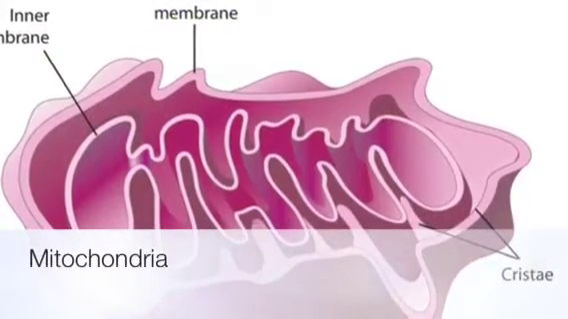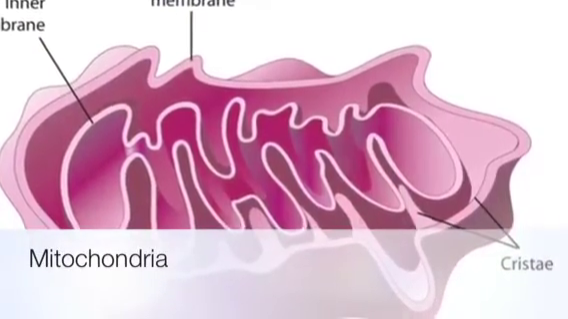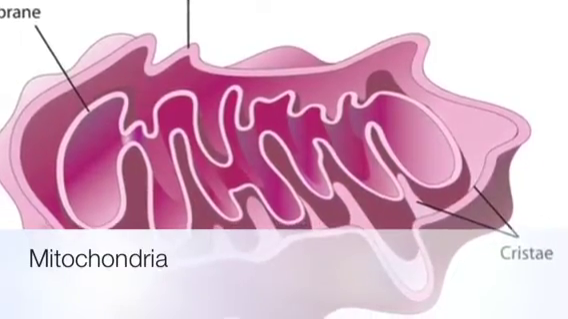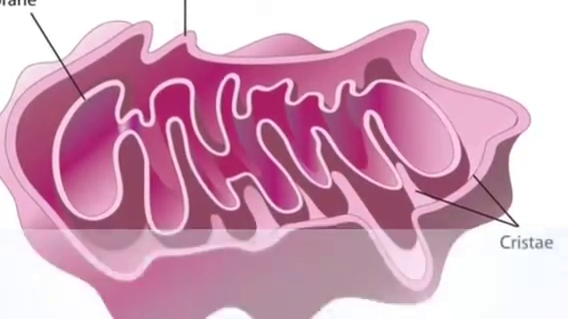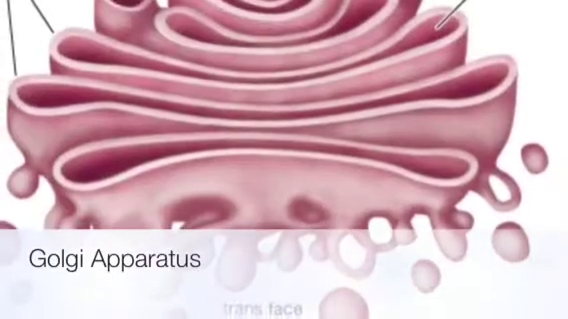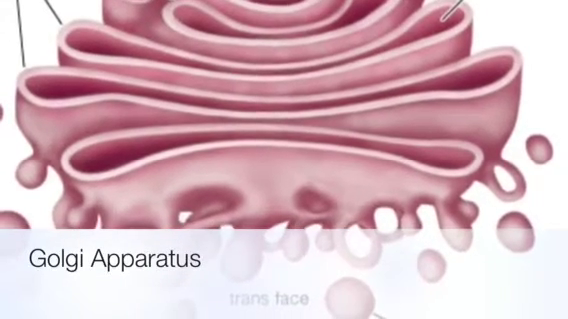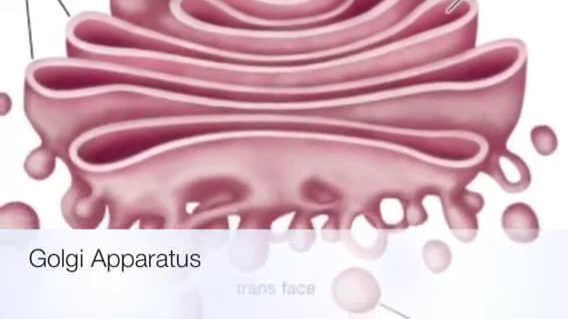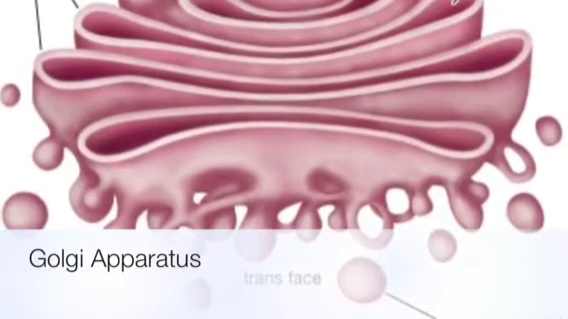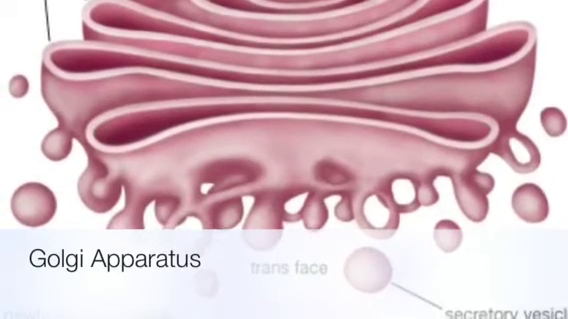The mitochondria. The mitochondria is the powerhouse of a cell because it creates the energy, and from that it breaks down the sugars. Golgi apparatus. The Golgi apparatus's main function is modifying, sorting, and packaging proteins for direction. It also involves the transport of lipids around the cell.